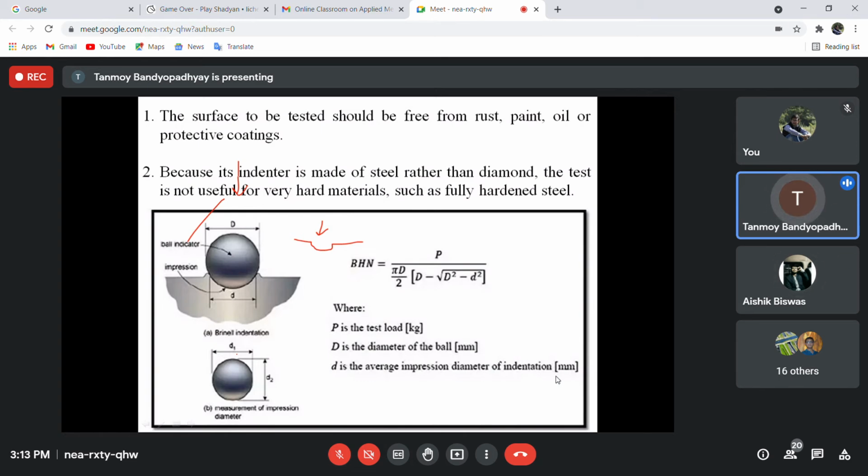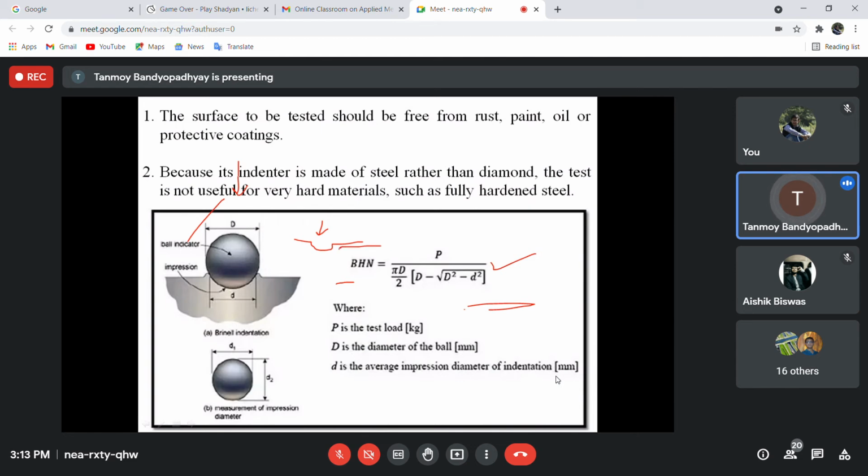Capital D is the diameter of the steel ball or the indenter, and capital P is the test load in kg force. Generally, that's 100 kgf and so on. That test load will be applied. The BHN value is given by P divided by pi D by 2 times (capital D minus root over of capital D square minus small d square). This is the expression based on which we calculate the BHN value. The derivation for this is pretty straightforward. You can do it by yourselves, or I can do it in the next class, though the derivation is not part of the experiments. So this is the expression for the BHN.